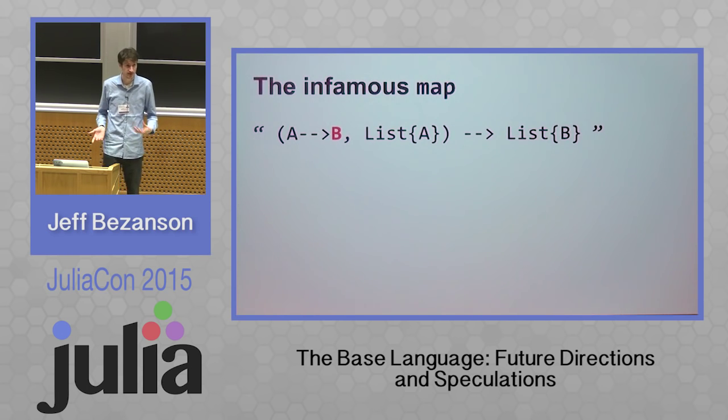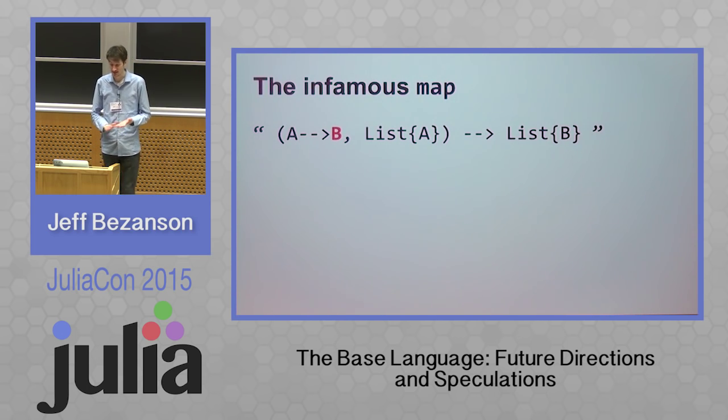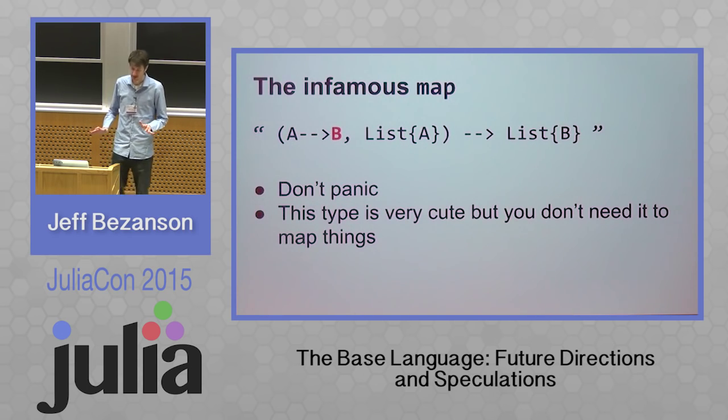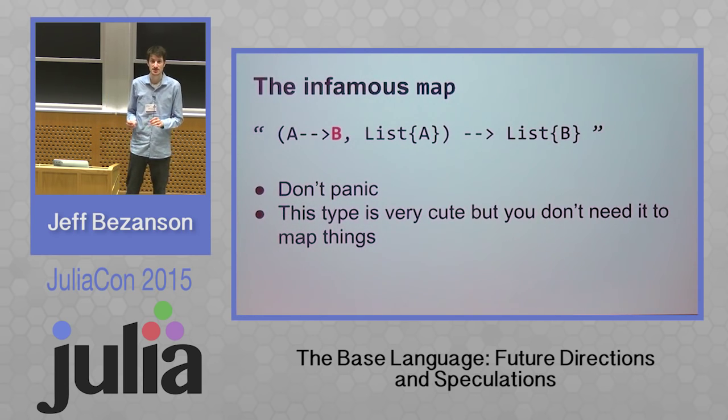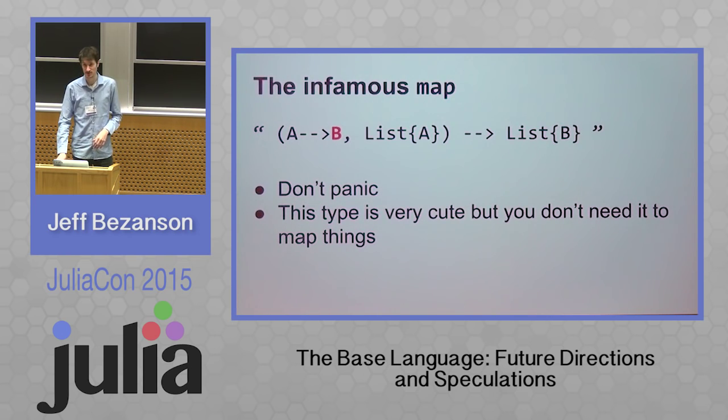So that's the trade-off we've accepted, right? All the great stuff you can do in Julia is not free. There's a trade-off somewhere, and this is definitely one of them. But don't panic. This is very nice, but the dirty secret is you do not actually need this type to map a function over something, right? It's like you don't need to understand quantum mechanics to turn on a light switch. You're allowed to call a function on some stuff even if you don't have this type. So I think there is hope.